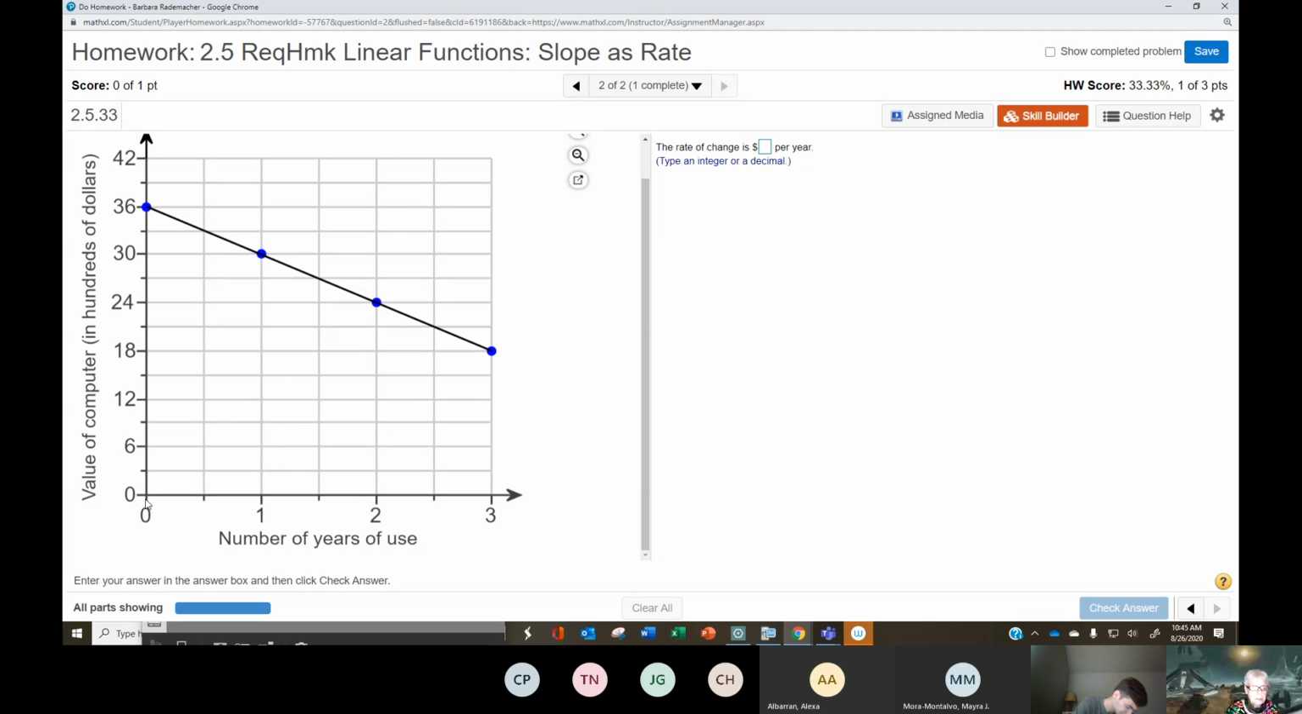And what we have here is there's a particular computer and it cost in hundreds of dollars, my golly, $3,600 3 years ago. But now today, the price has gone down to $1,800. So what we need to track is what is the drop in the price per year. And we're going to do it by finding the slope.